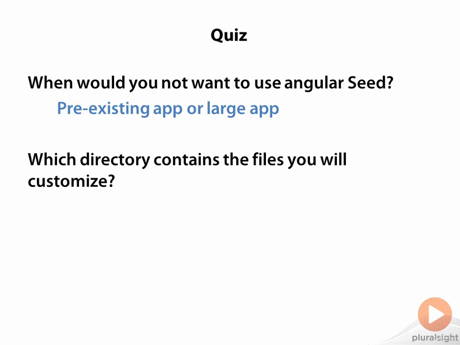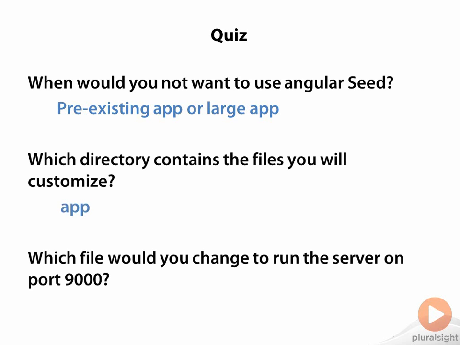Which directory contains the files that you will be customizing as you build your Angular application? All the files that you'll be customizing are inside the app directory in Angular Seed. Which file would you change to run the server on port 9000? The port is specified inside of the web-server.js file, so if you need to customize that and run it on a different port, that's the file that you'll need to change.